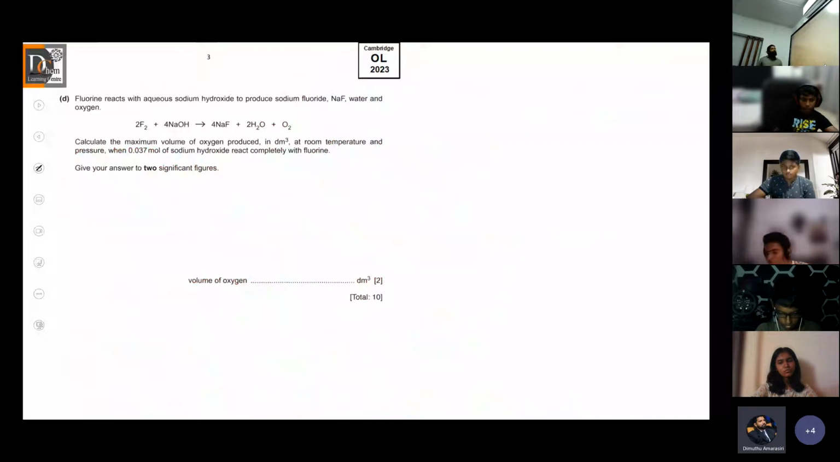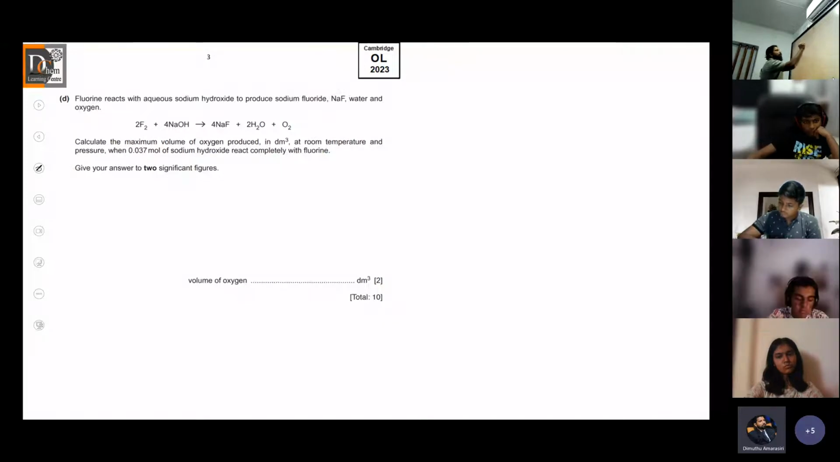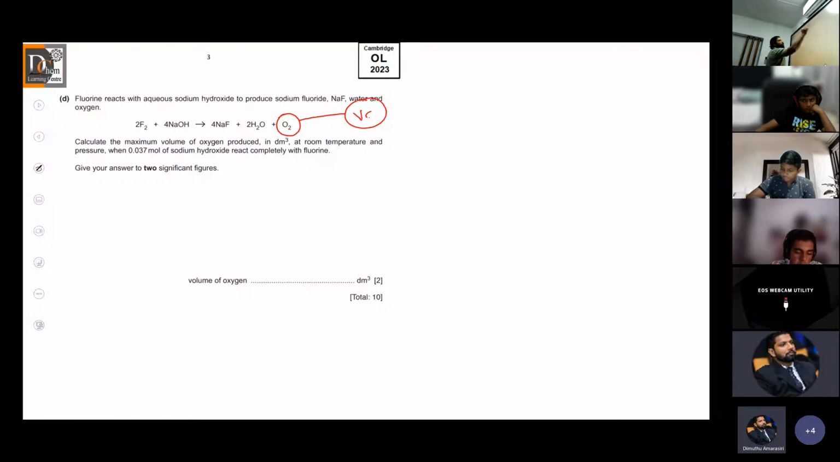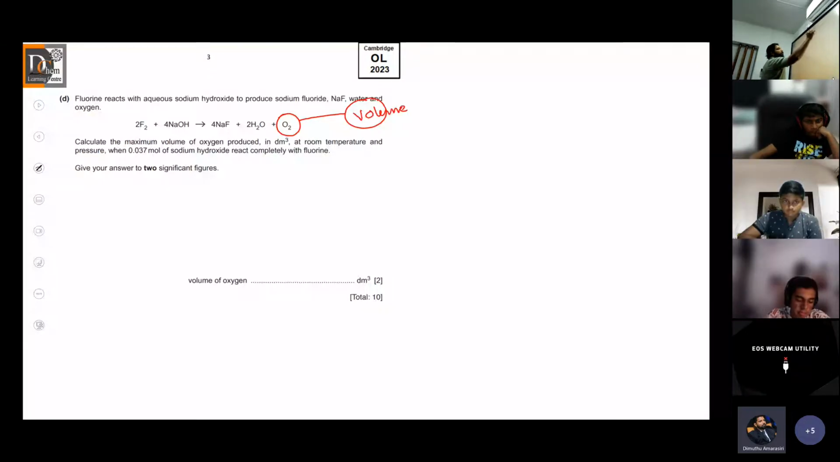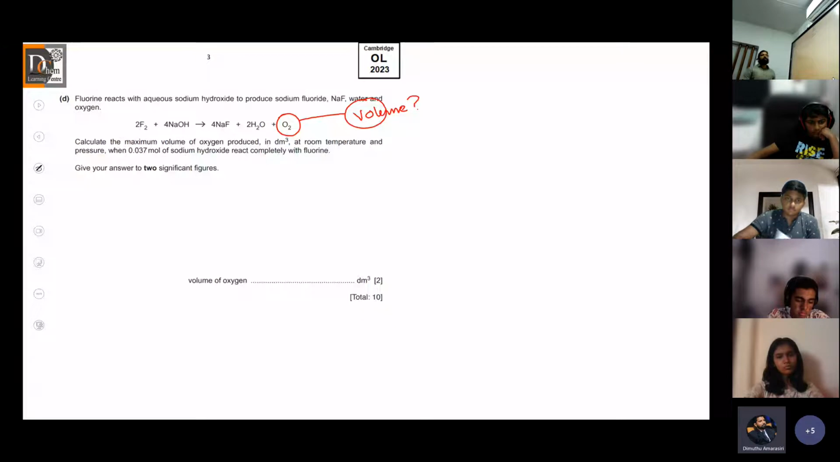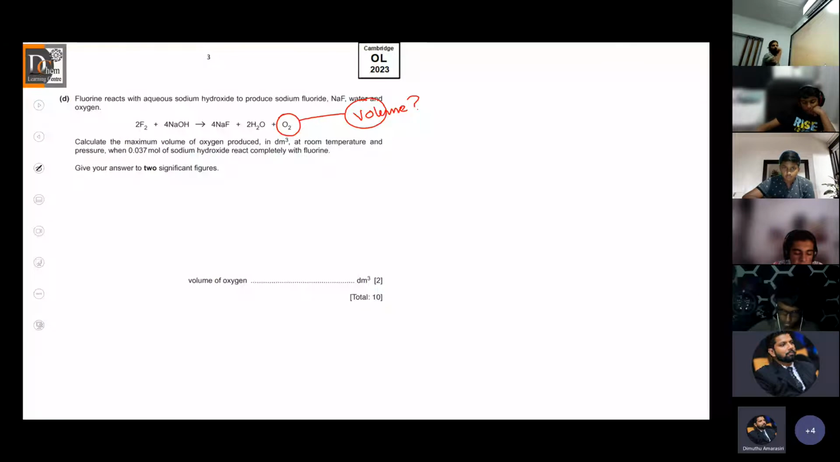Next question. Going to be a part of the previous question, and it's a calculation. Calculate the maximum volume of oxygen produced. Now, you can follow the method that I have already told you. You have been asked to find the volume. Those who do some pre-work before the calculation, we have seen more successful in getting final answers.